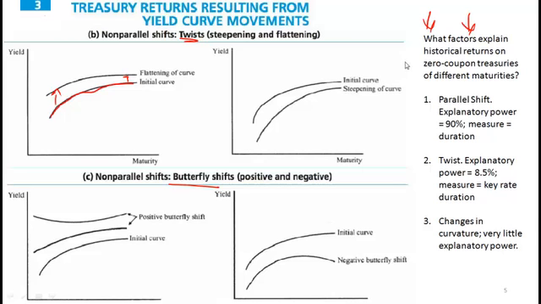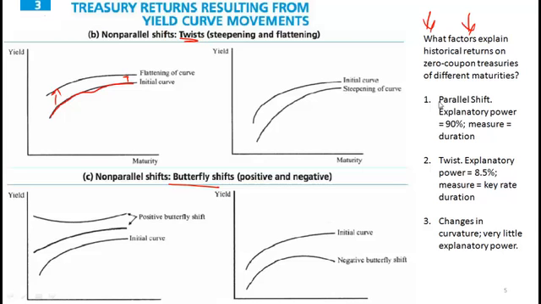So some people did some research, a statistical analysis on what factors explain historical returns on zero coupon treasuries of different maturities. So for example, if you've invested in treasury securities which have a maturity of 1 year, 5 year, 10 years, 20 years, for example. Okay, now what gives you a return when you hold interest rate securities? You get a return if interest rates go down.